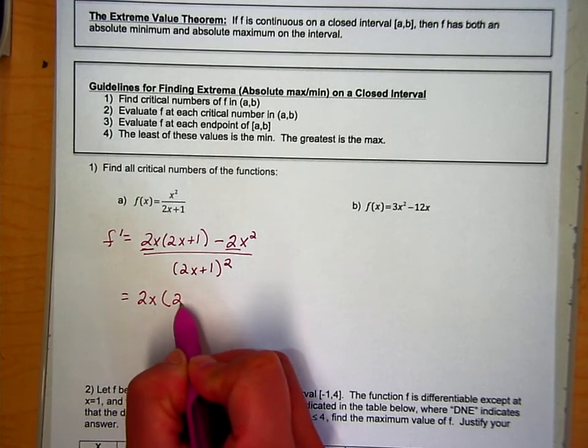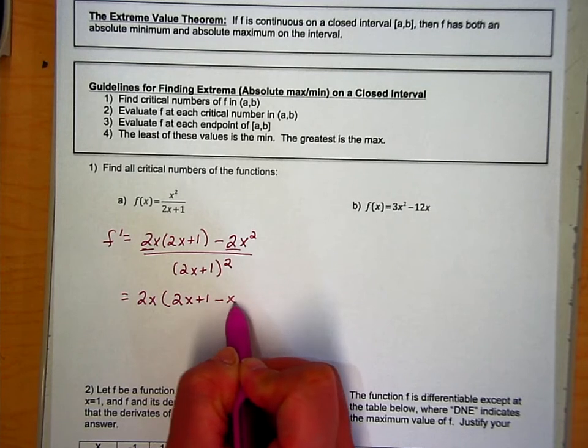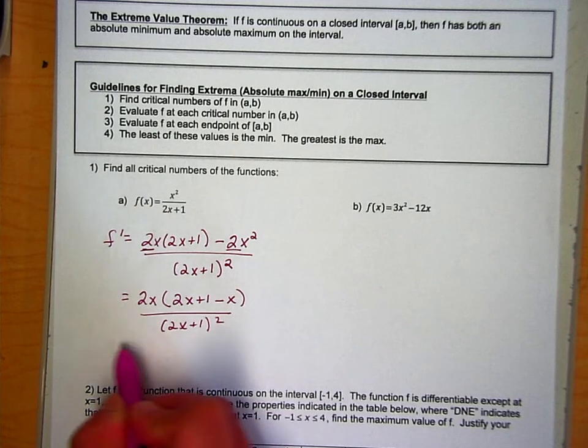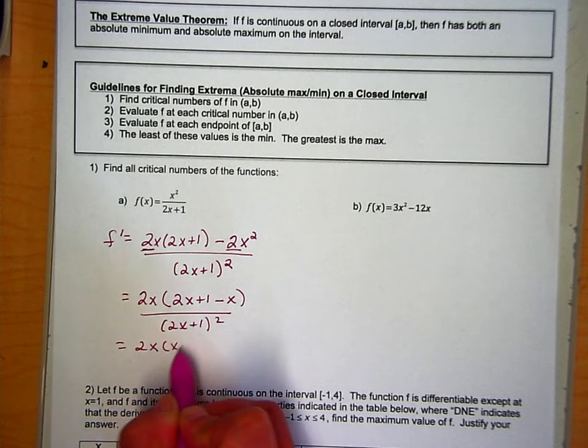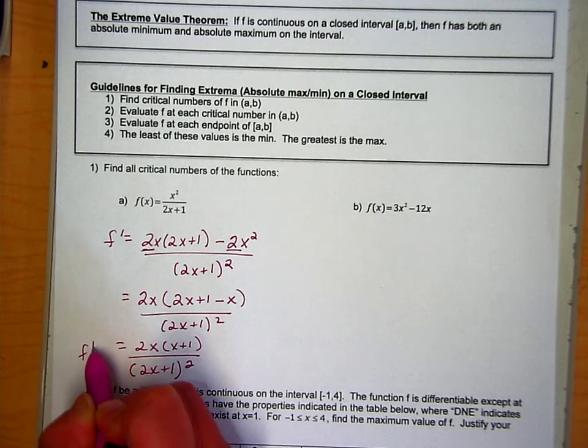That's going to leave me with a 2x plus 1 minus x. Denominator stays the same, so I have 2x and then x plus 1 over 2x plus 1 squared. So this is my derivative.